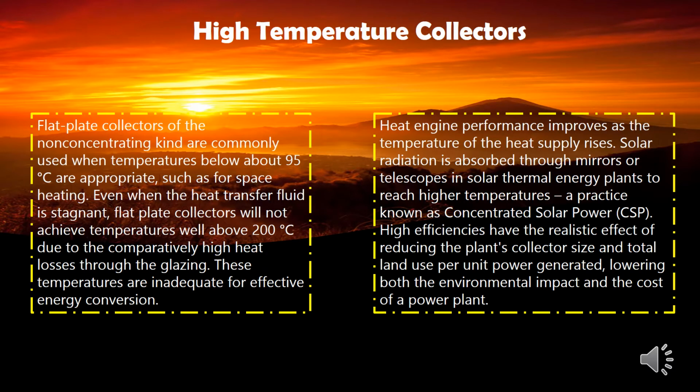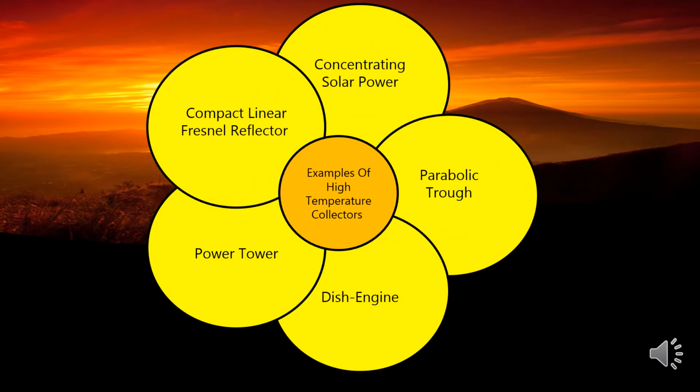For example, imagine the low temperature collectors are supposed to be for one room, the medium temperature collectors are supposed to be for one house, and the high temperature collectors for an entire residential area. These high temperature collectors are classified into 5 types, which are the concentrating solar power CSP, which we have seen before, and parabolic trough, dish engine, power tower, and compact linear Fresnel reflector.